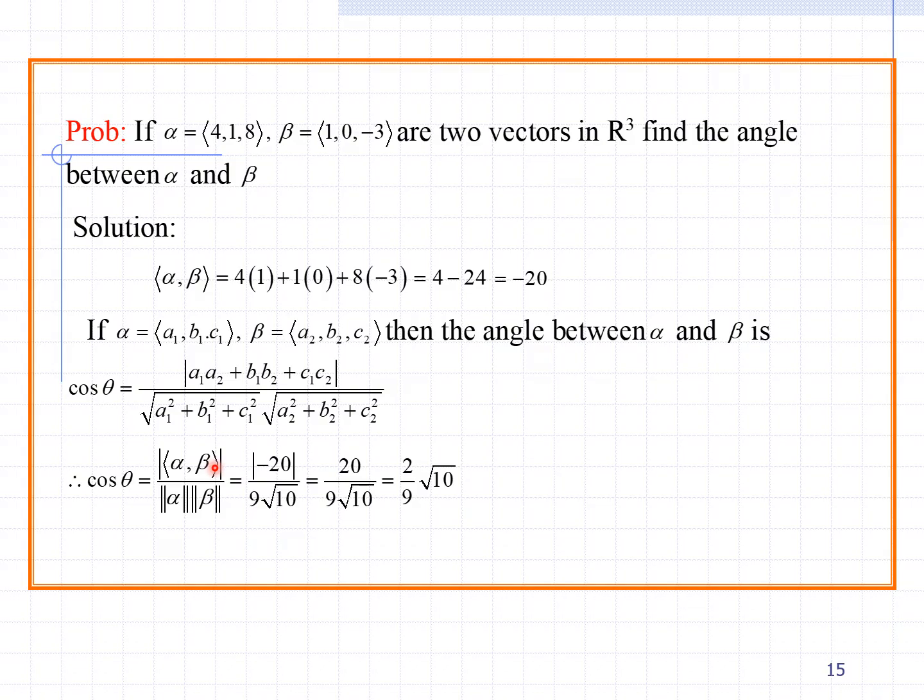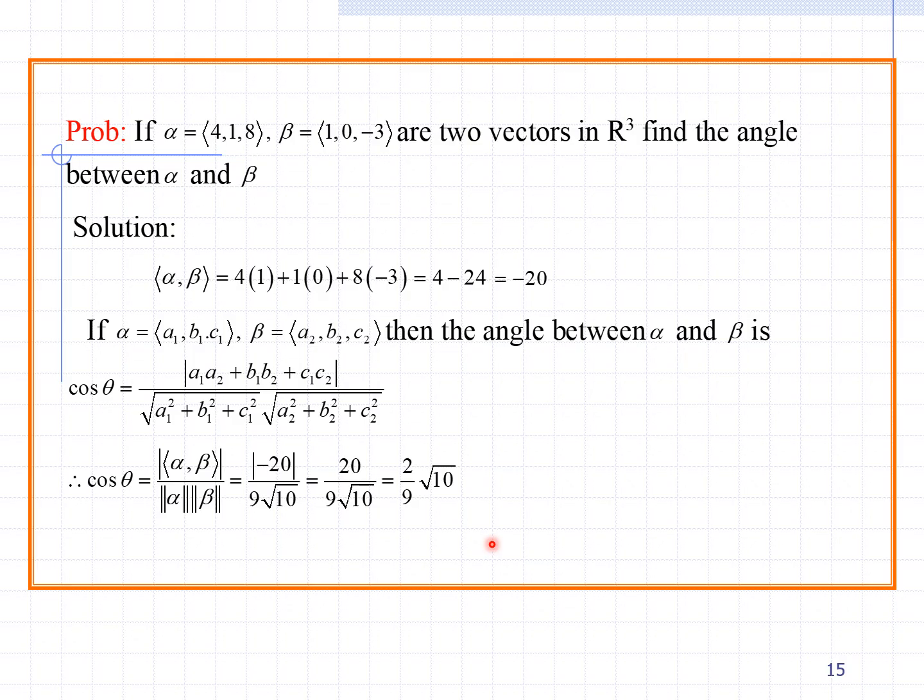What is the angle between alpha and beta? Inner product of alpha comma beta divided by norm alpha into norm beta. So here alpha is the given vector. First you can use the inner product of alpha comma beta. These two vectors you can multiply, you get minus 20. Here the modulus is given, minus 20 can be written as 20. After that, norm means root over first term square plus second term square plus third term square. Here 4, 1, 8 is given: 4 square plus 1 square plus 8 square. At the same time, this one also: 1 square plus 0 square plus minus 3 whole square. You get the total value 9 into root 10. So it can be written as 20 over 9 root 10. It is nothing but 2 by 9 root 10.